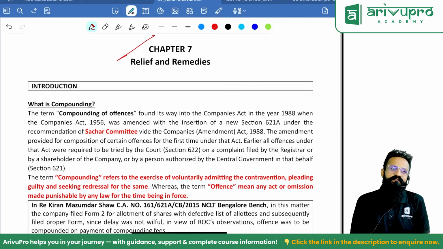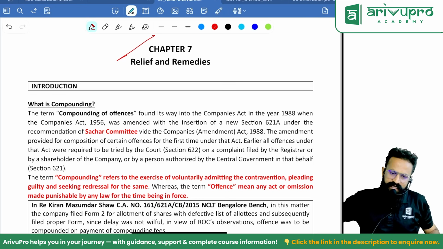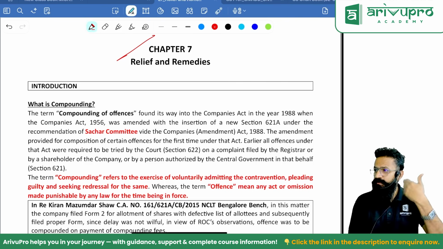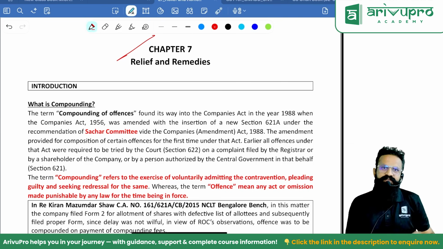What is the difference? In the previous chapter, we focused and emphasized more on legal proceedings, meaning when the authority takes action, how the legal proceedings will be conducted, how the penalty aspect will be driven. So completely, the court was the main focus.